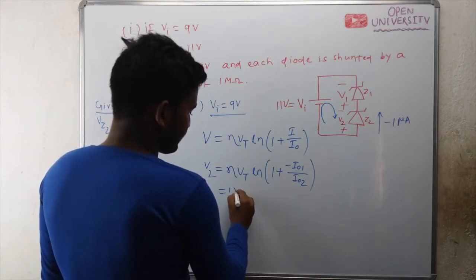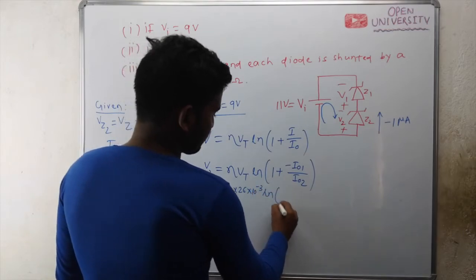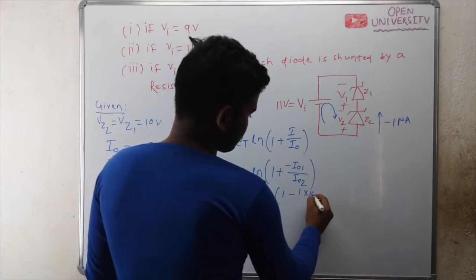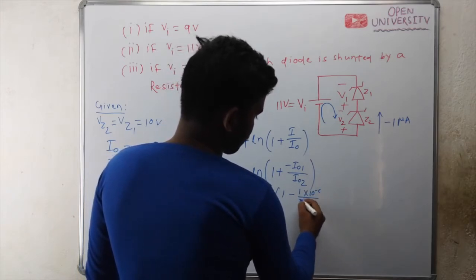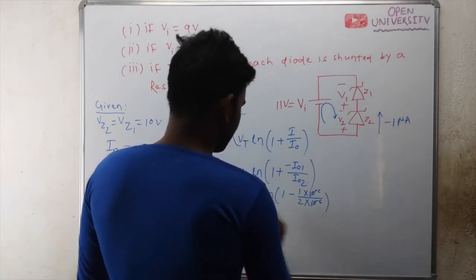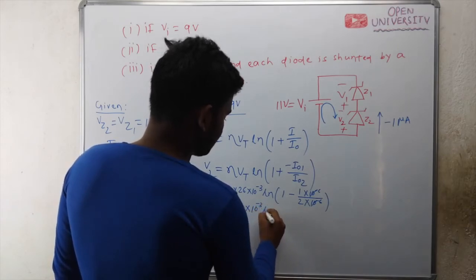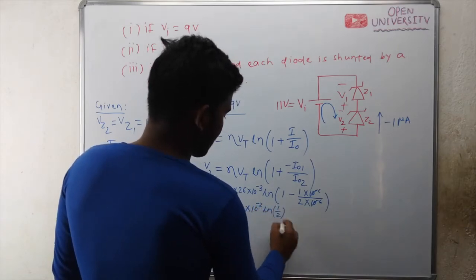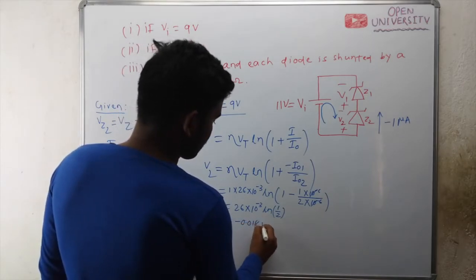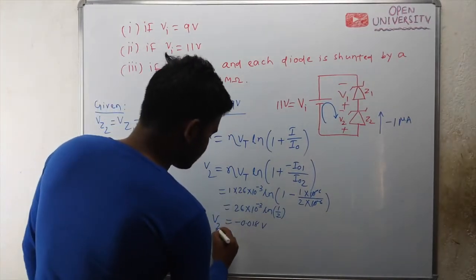Okay, 1 into 26 into 10 power minus 3 log of 1 minus I naught was 1 microampere divided by I naught 2 was 2 microampere. So it will be 26 into 10 power minus 3 log of half, it will be minus 0.018 volt. This is your V2.